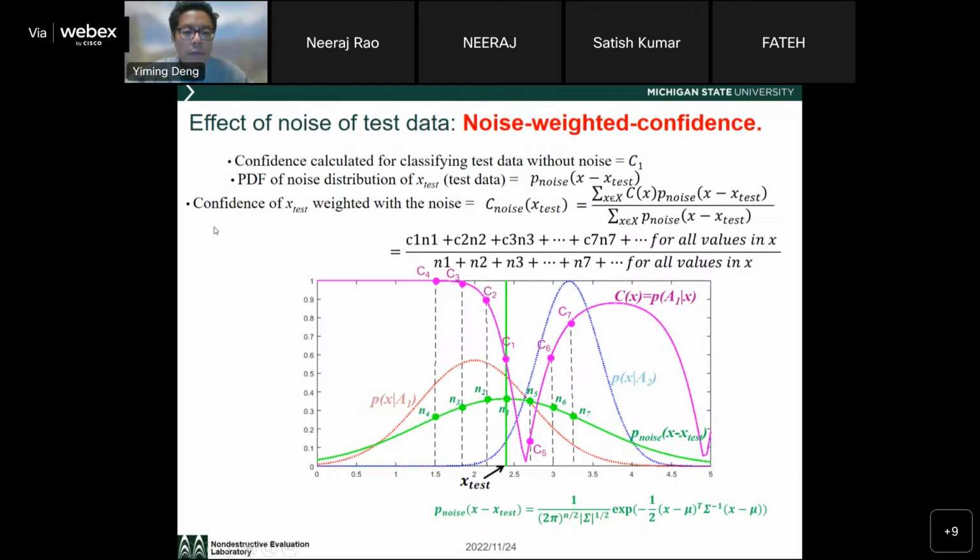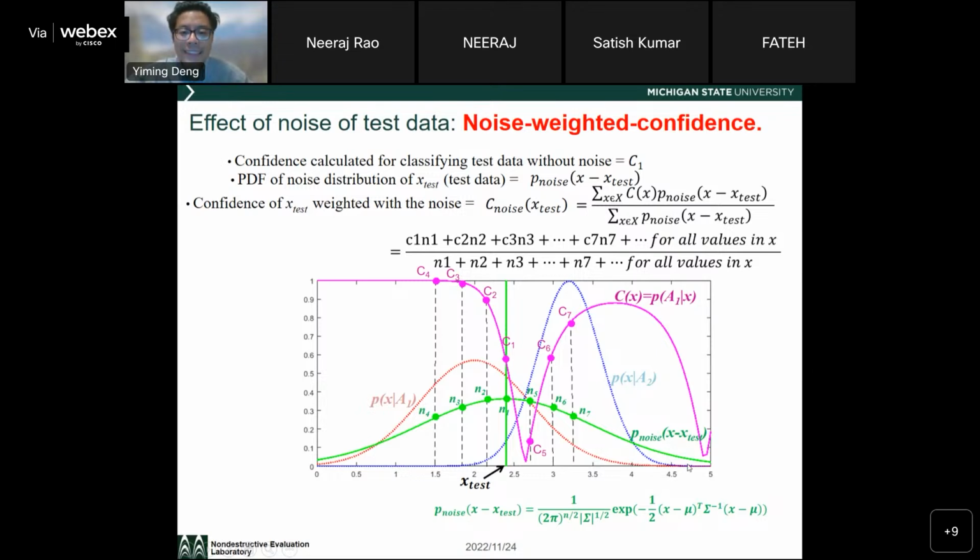So my confidence definition here with noise is a weighted summation from the previous C calculation. I have my Cx here, and I sample it at different data points, so I can have my Ci times Ni at different x values and add them together. Of course, I normalize that by the total probability of noise.